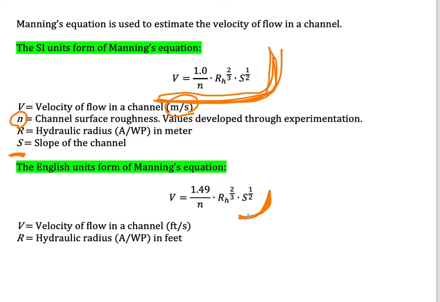If it is SI unit, it will become 1 over n, but for British unit you need to use 1.49 over n. So this is the difference between SI unit and English unit.